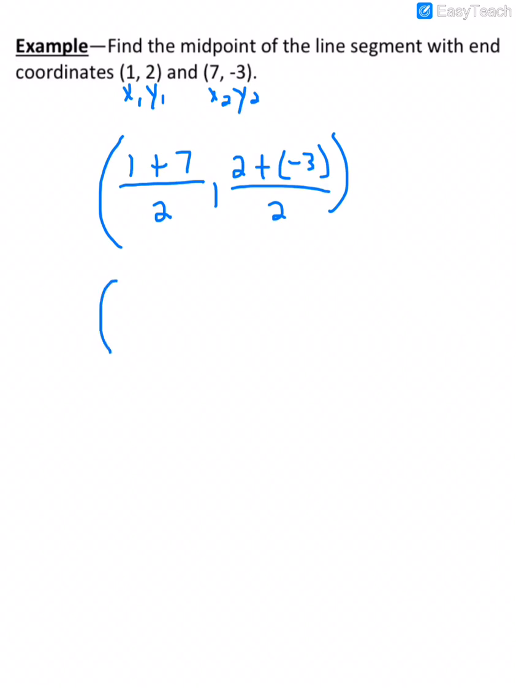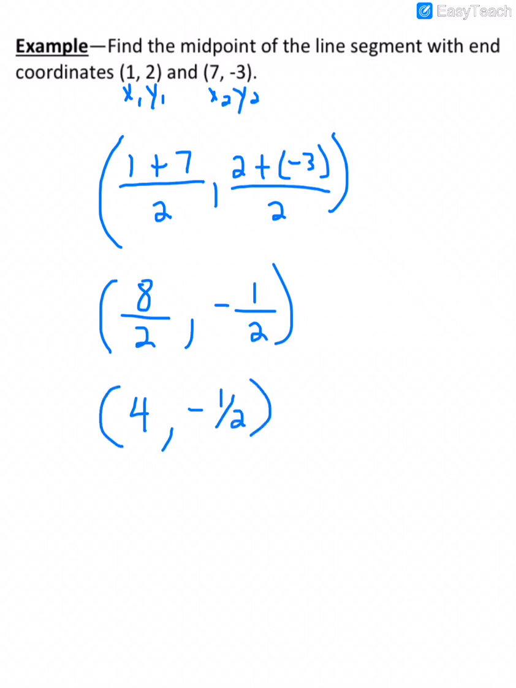Okay, so we want to simplify. 1 plus 7 is 8, divided by 2. And 2 plus a negative 3, that would be negative 1, divided by 2. So anytime we have a fraction, we should always reduce our fraction. And 8 over 2 would reduce to 4, and then negative 1/2 is already reduced. So that is the coordinates of my midpoint, 4, negative 1/2.